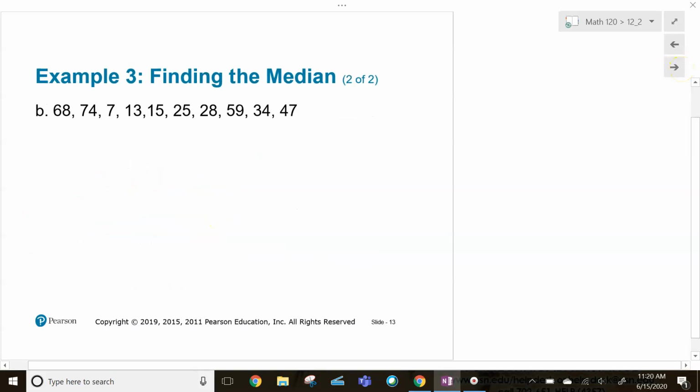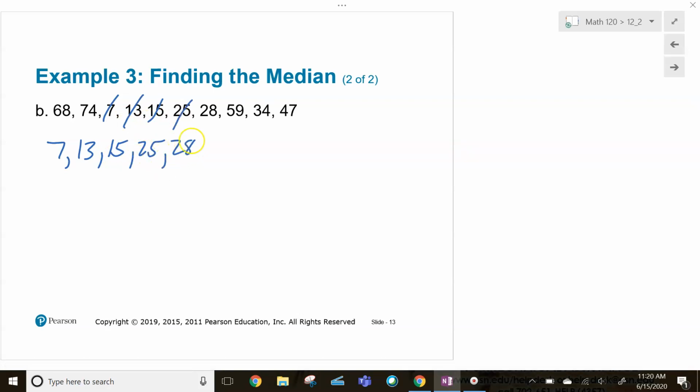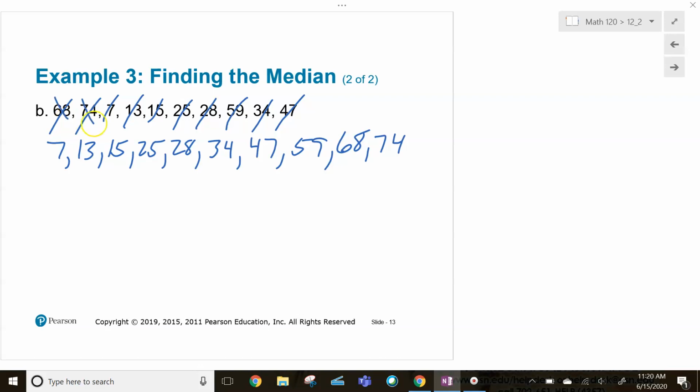Now here, how many numbers do I have? Well, let's order them first. I got 7 as my lowest, and then I got 13, then 15, and then 25, 28, 34, 47, 59, 68, 74. All right, I did them lowest to highest. I have 1, 2, 3, 4, 5, 6, 7, 8, 9, 10. I got 10 numbers, so there's an even amount.